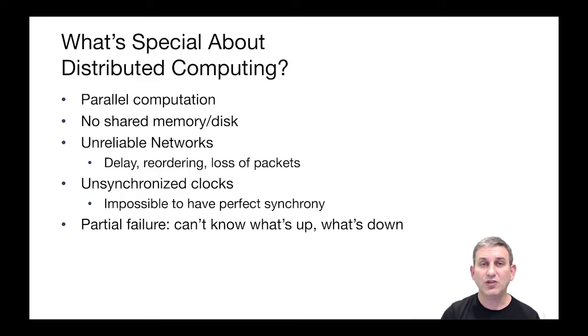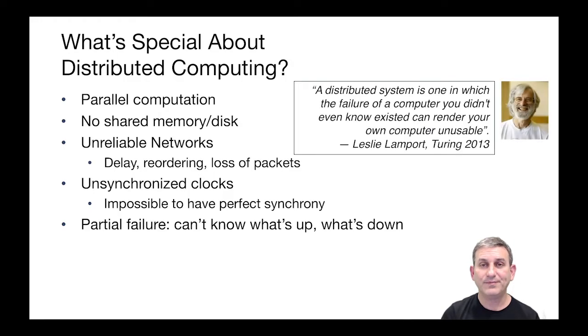Finally, there's an issue that often isn't allowed in parallel computing, but absolutely happens in distributed computing, which is partial failure. An individual node in a distributed system could be up or down, and we can't, from our perspective, be sure whether that node is up or down. All we can know is that it's been a while since they talked to us. So these are all aspects of distributed computing that set it aside from parallel computing or single-node computing.